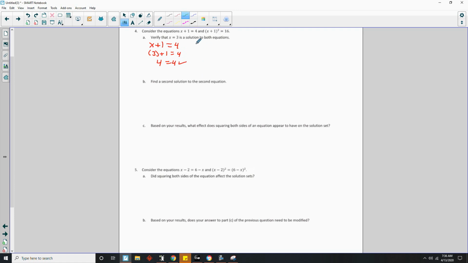If I go over to this one, it's saying the quantity x plus 1 quantity squared equals 16. If I substitute in the 3 plus 1, whoops, yeah, that's right, squared equals 16. 3 plus 1 is 4. Squared equals 16, and therefore 16 equals 16. Now, part B says to find a second solution to this second equation here. So they want us to find another solution to that.